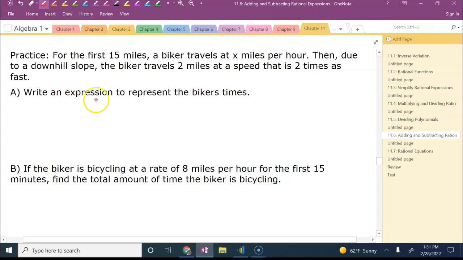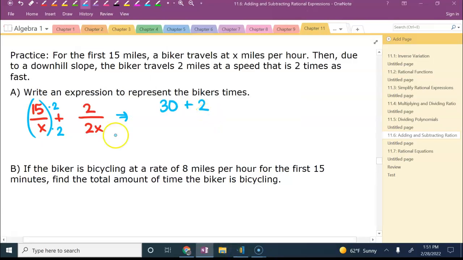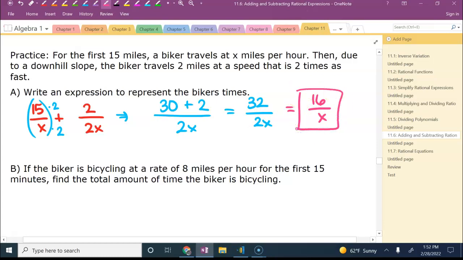So for my equation here for this one, I would have written it as 15 over x plus 2 over 2x. What I need is a 2 to be attached to that first fraction's bottom. So now this says 30 plus 2 over 2x, which would be 32 over 2x. And we can simplify it a little bit because 2 can go into 32 16 times. So I would have had an equation of 16 over x.